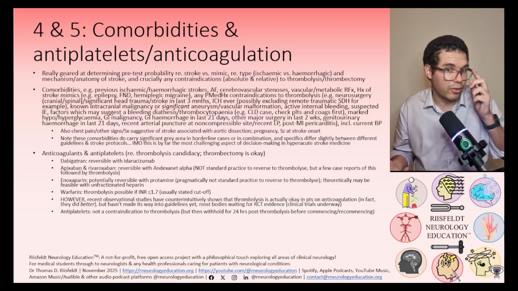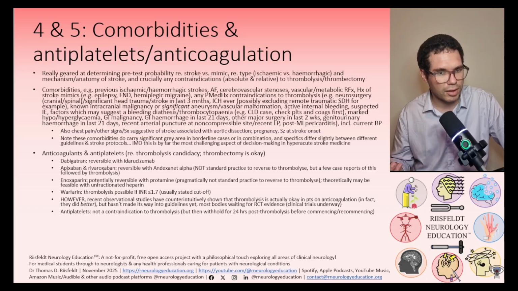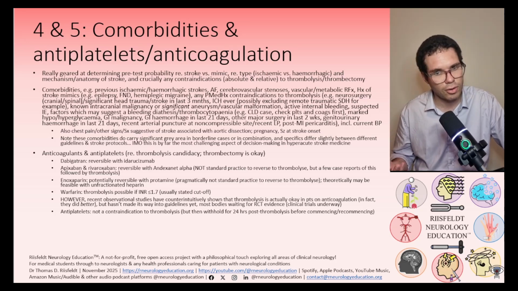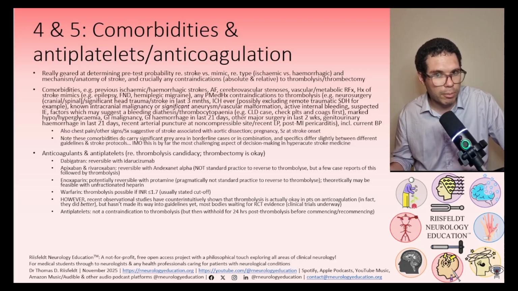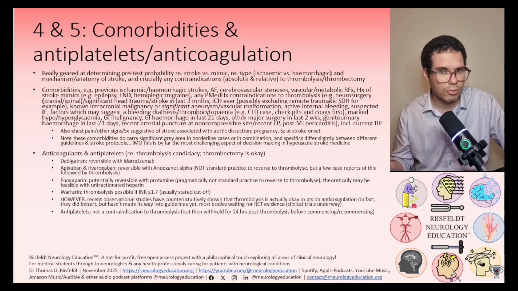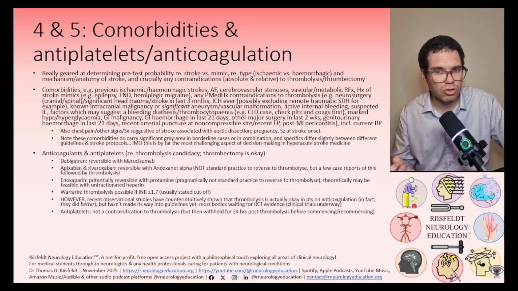So, what comorbidities are we interested in? We don't need to know about everything, but the ones that we are interested in are things like previous ischemic or hemorrhagic strokes, atrial fibrillation, known cerebrovascular stenosis. So if the patient has nasty ICAD or they've got a known 85% left ICA stenosis, you want to know about that. Any vascular or metabolic risk factors. So does the patient have hypertension, type 2 diabetes mellitus, or type 1 diabetes mellitus, dyslipidemia, obesity, smoking? Do they have a history of stroke mimics? Do they have a diagnosis of epilepsy or of FND or of hemiplegic migraine? And importantly, is there anything in the history which is a contraindication to thrombolysis?